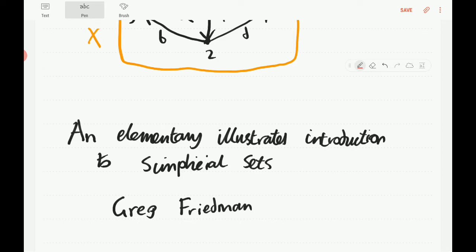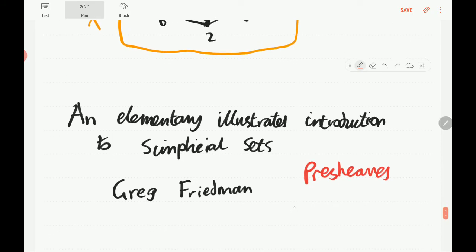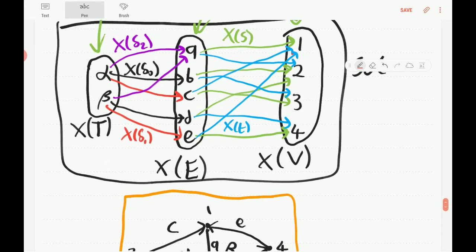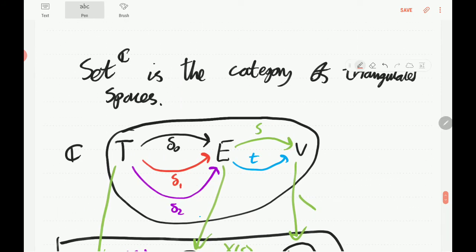Now, I should also say that if you're looking at literature on this kind of stuff, you're going to see this idea of pre-sheaves, it's a very recurring idea. And basically, a pre-sheaf is something of the form set to the power of C op, or some people would say it's the category of contravariant functors from C to set. So you can think of anything I've just described as a pre-sheaf if you take the category of interest and reverse all the directions of the arrows.